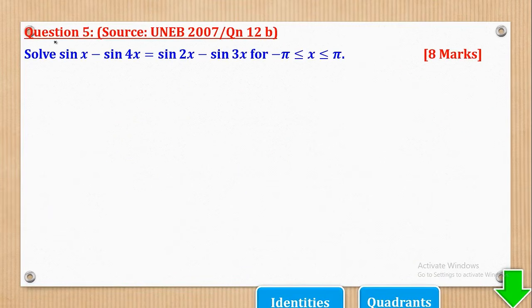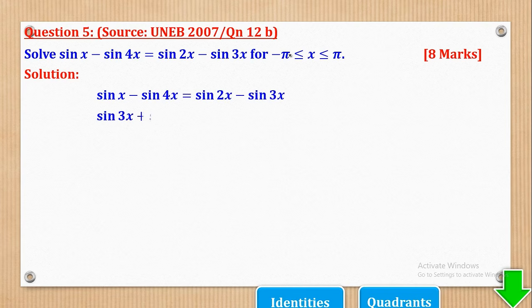So now we shall go to question 5, which came from UNEB 2007, paper 1, question 12B, and so that solve this for the range of x, which is that. Now when you see this pi, it implies that the angle is in radians. So we shall come and first rewrite the given equation. Then we are going to rearrange.